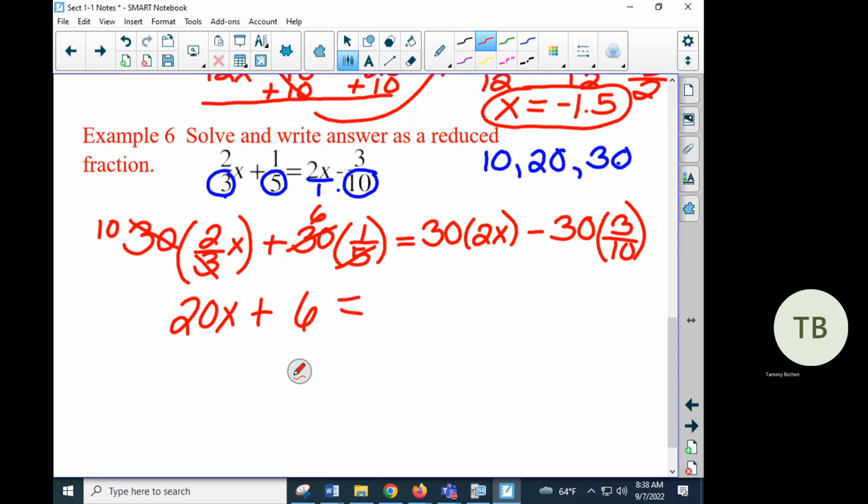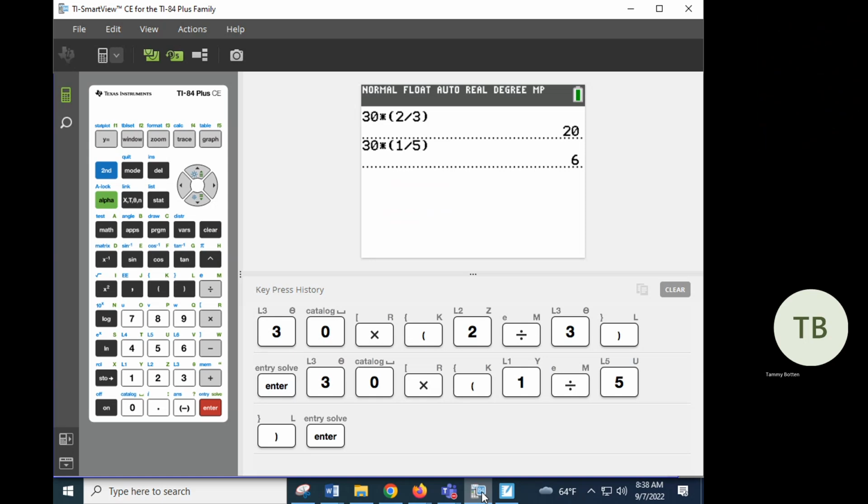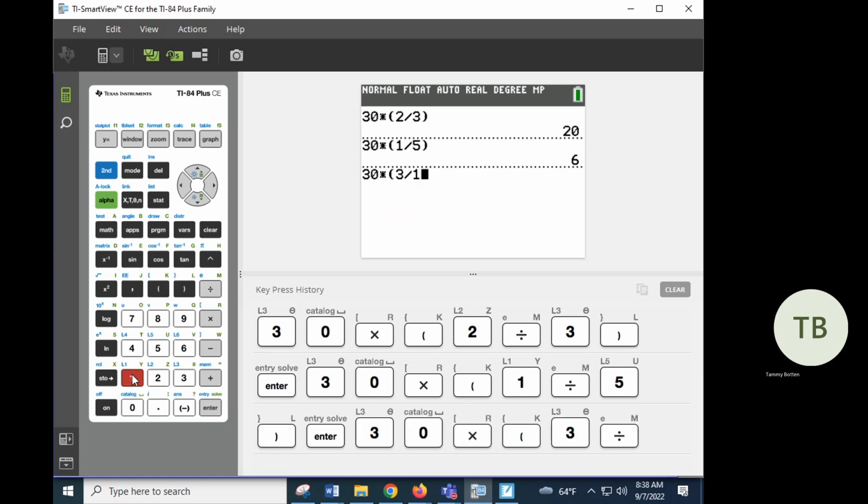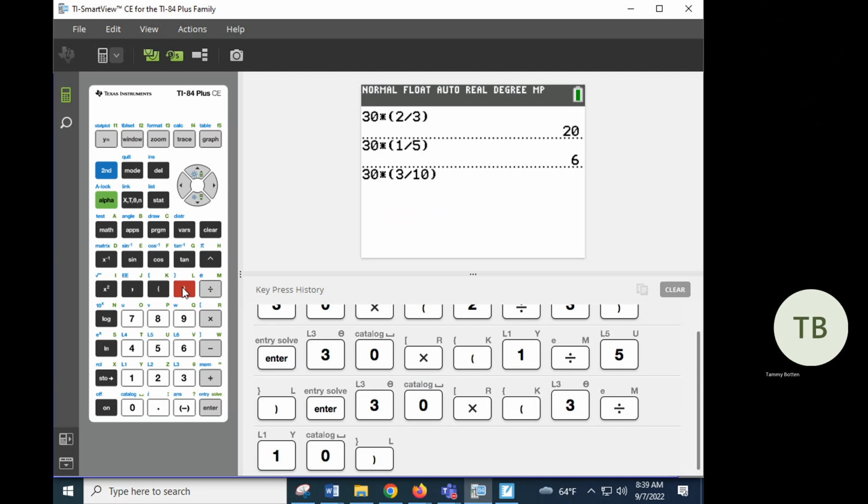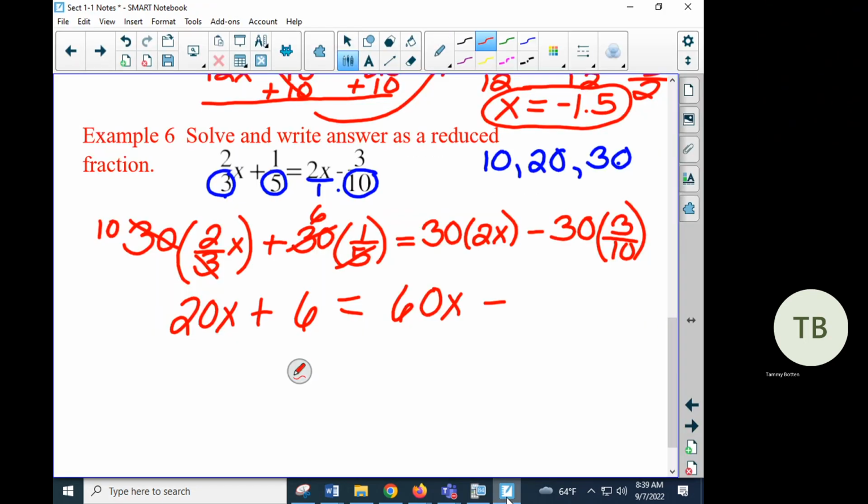Okay. Now this one, nothing's going to cross out. You're going to just do 30 times 2x, which is 60x. And then this one again, you could do on a calculator. You could go 30 times 3/10. 3 divided by 10, put that in parentheses, and we get 9. So again, you would think 10 goes into 30 how many times? 10 goes in here 3 times. 3 times 3 is 9.